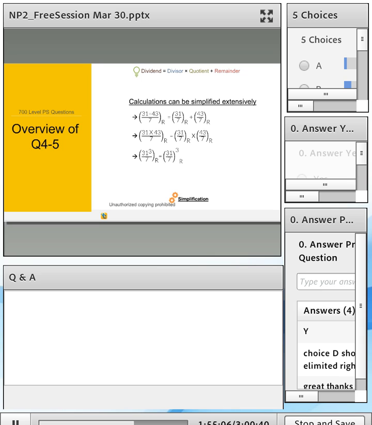Now there are two more process skills. One is translation, the other one is drawing inferences. Now those two, I'll have to see if we do cover those in this session. But again, what you'll see is that these are the skills that you build as you solve the questions.